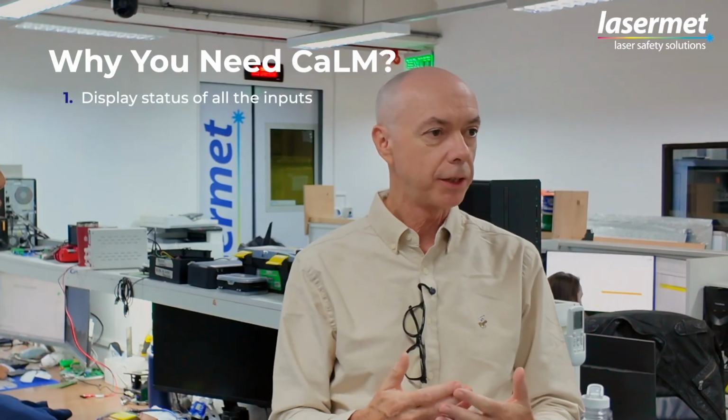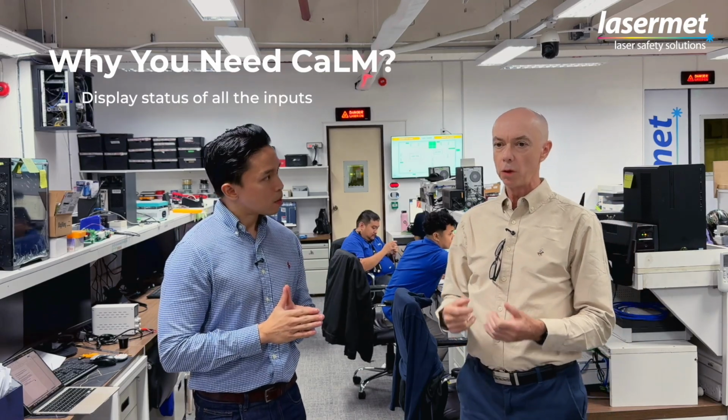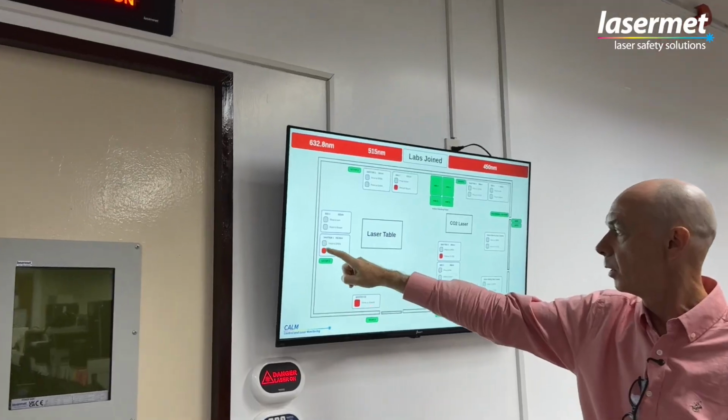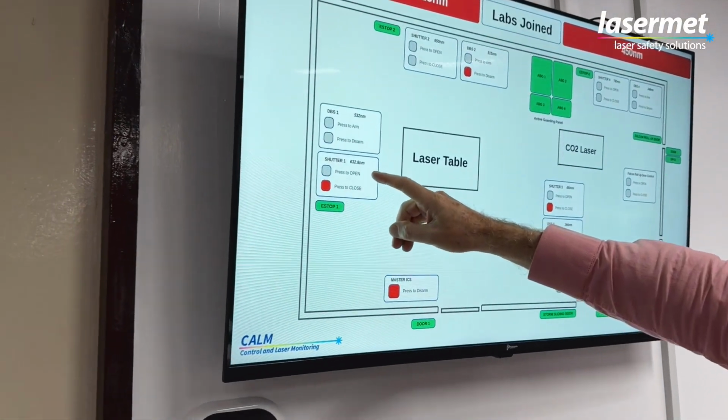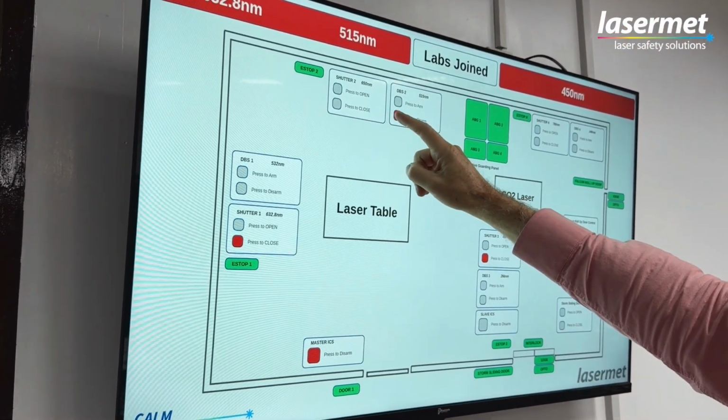So, the number one reason for having CaLM is it displays the status of all the inputs. Your inputs are your door interlock switches, your panel switches, your emergency stops, and it could be interfaces that take inputs from other systems, especially with complex laser interlock systems.